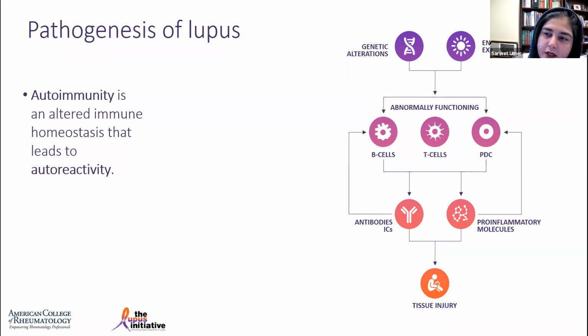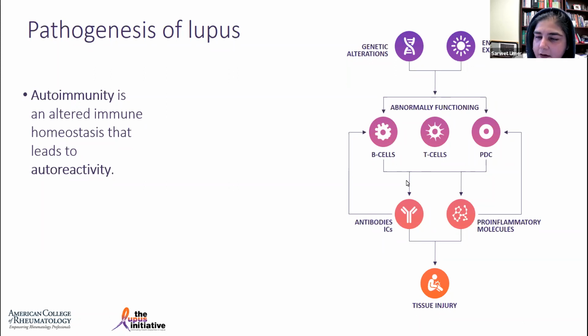So we think that sun may cause some damage to their cells, or they may have some genetic alteration at the same time. Those damaged cells are now presented in the presence of MHC class 2 to plasmacytoid dendritic cells. Plasmacytoid dendritic cells will then cause activation of T cells, and finally leading to activation of B cells through cytokines. These cytokines, when they act on pro-inflammatory molecules and cytokines, will lead to tissue injury.